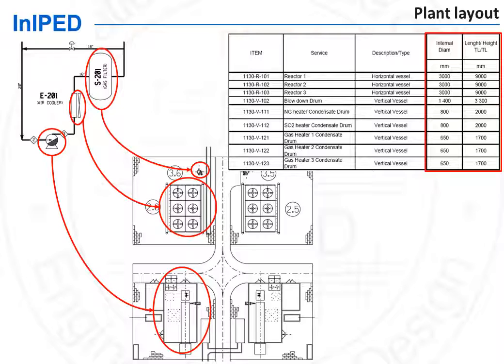Such sizing, nevertheless, only concerns vessels. Rotating equipment and heat exchangers and other types of equipment are not sized by process. Therefore, inquiries to vendors are necessary to obtain dimensions.